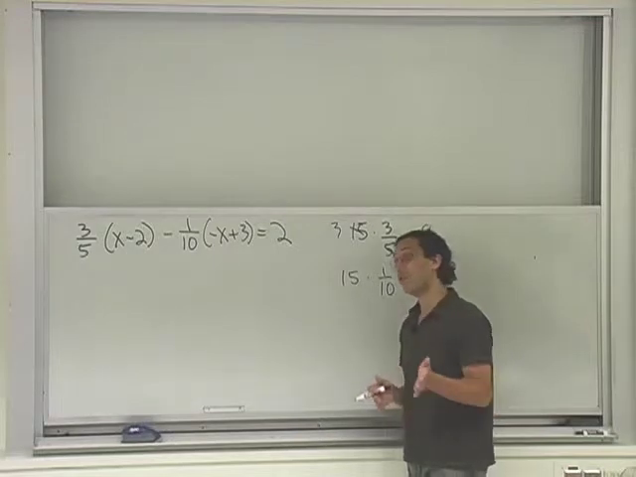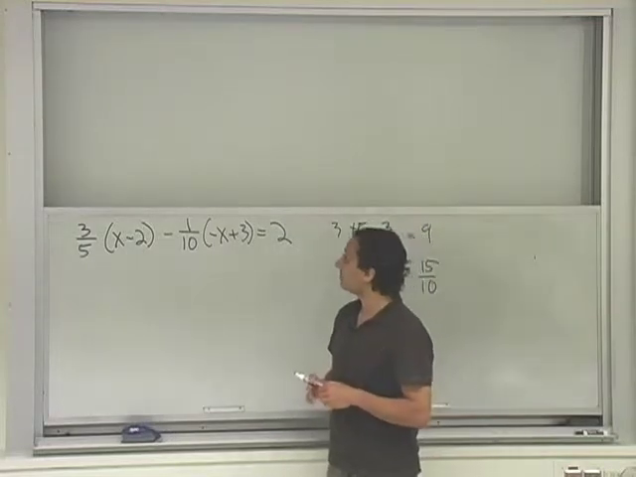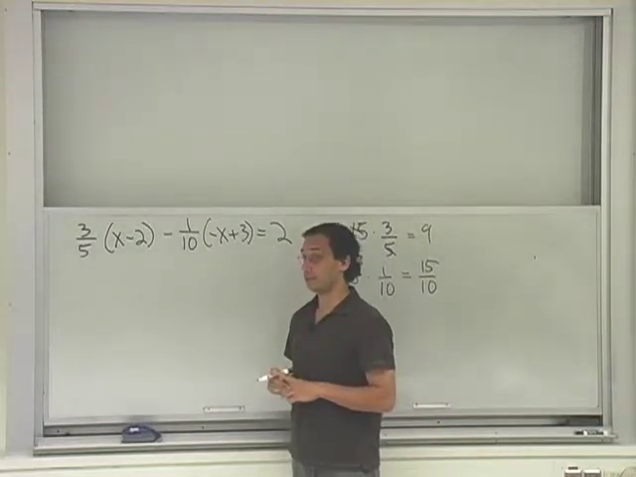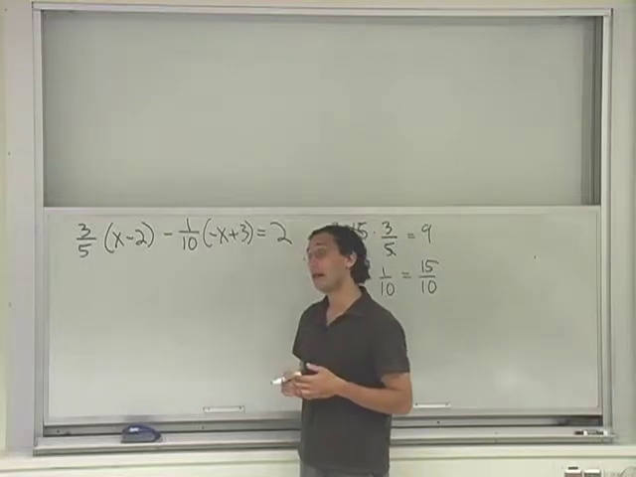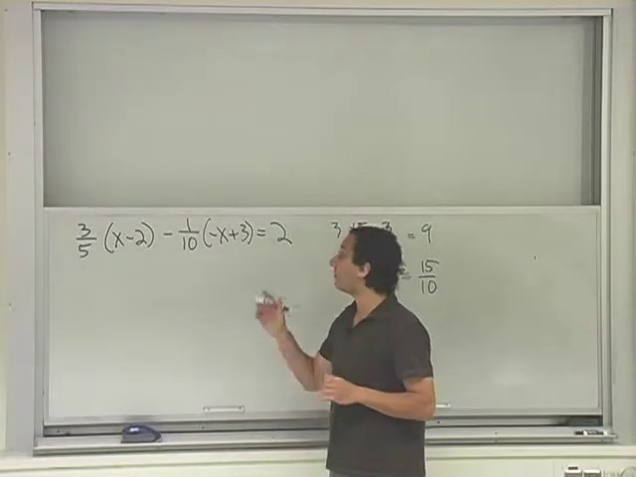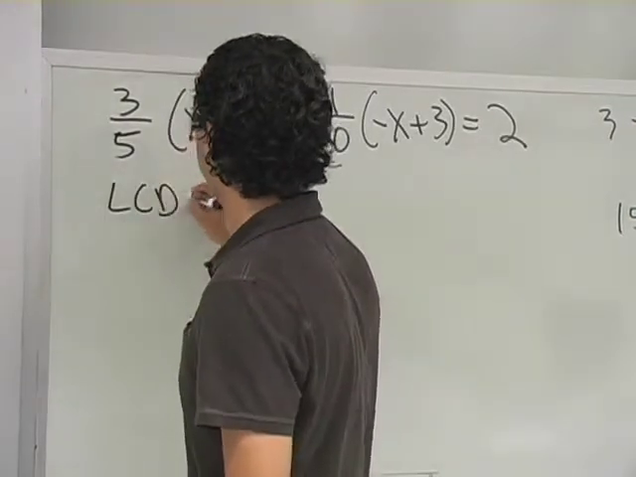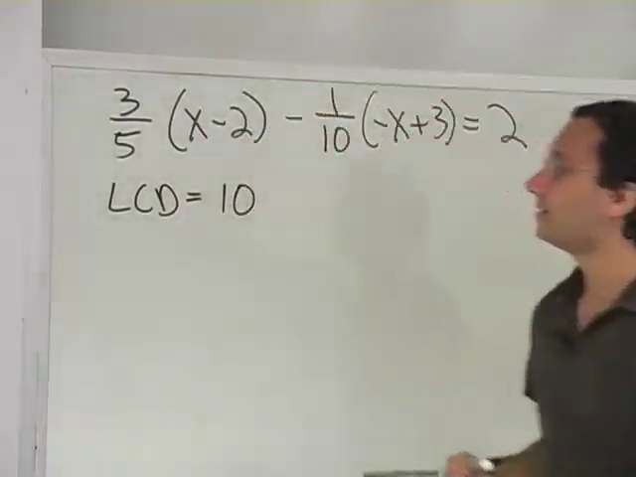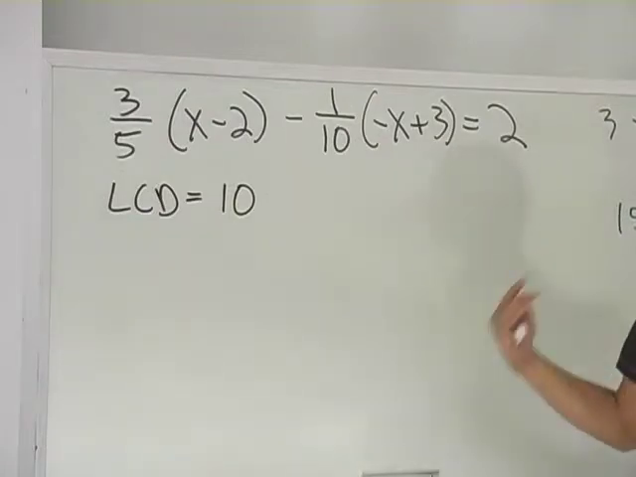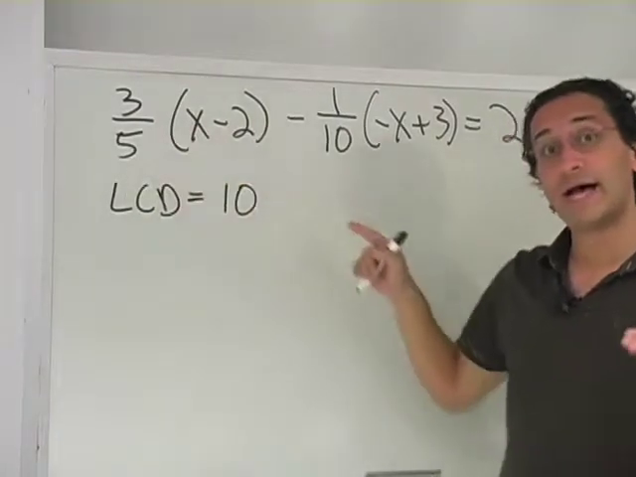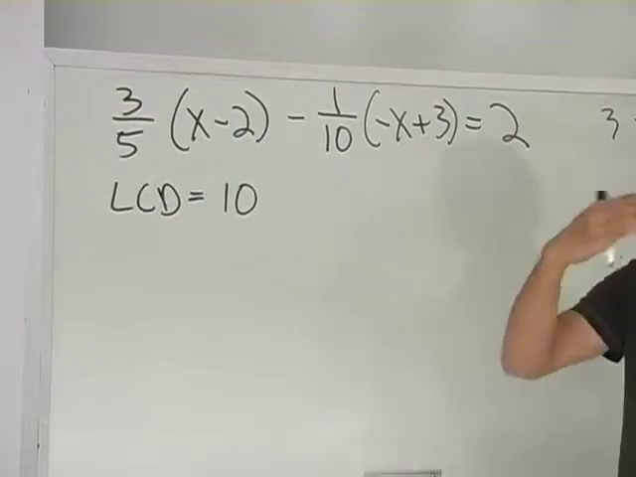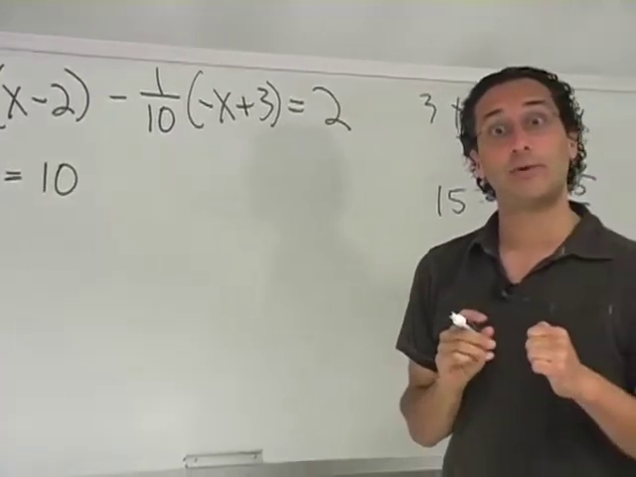Well, there are actually a whole bunch of numbers that would do that for us, but the smallest number that would do it for us is the least common denominator of those two numbers. So the LCD in this case is 10. Again, the LCD is the smallest number that both these guys divide into. Since they divide into it, we won't have a fraction anymore.